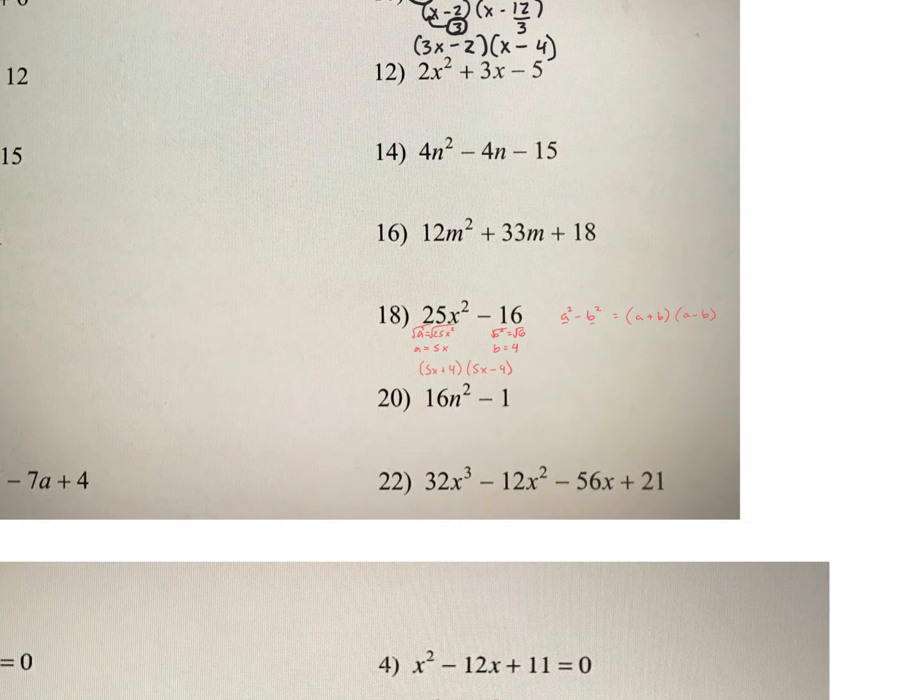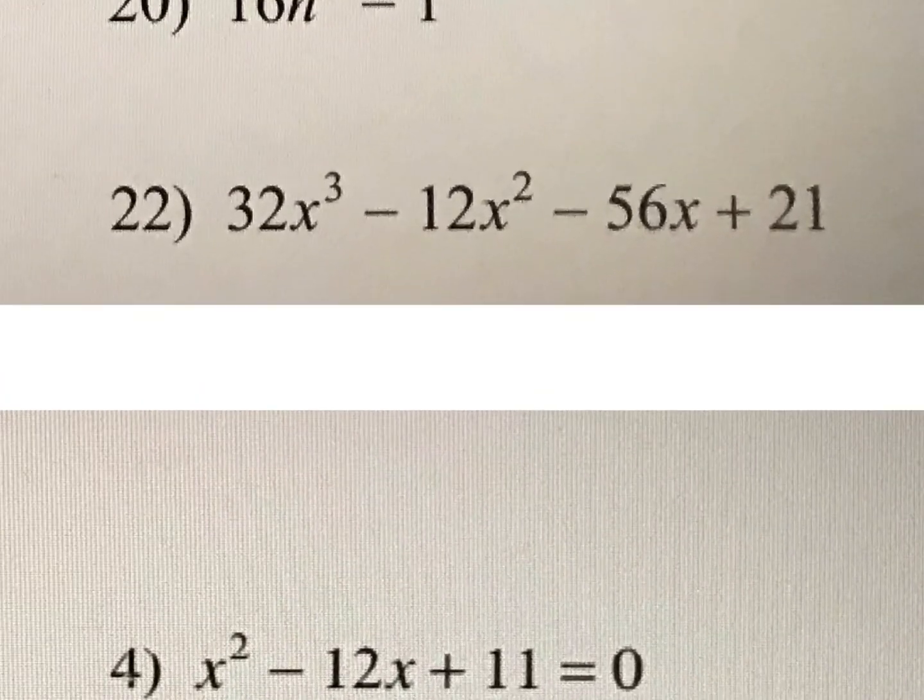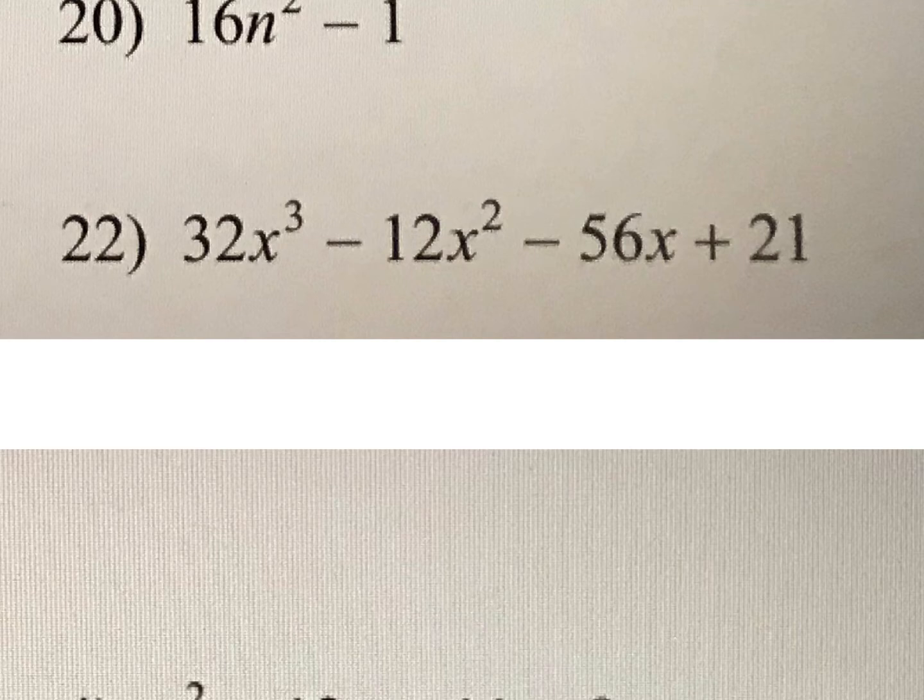Alright, and then let's do a grouping one. We'll do 22. So we want to group the first 2 terms, group the second 2 terms. We know we're going to group because we start with 4 terms. In my first group, I could take out 4 in both of these. So I would want to take out 4x squared, because there's an x squared in common in both of these 2. So I'd have 8x minus 3.